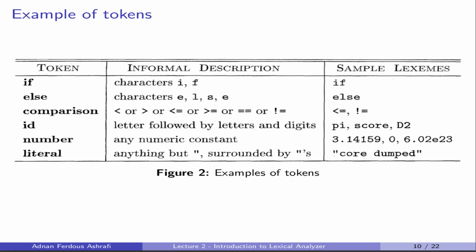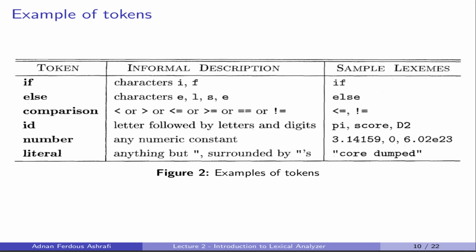Next comes number. So any numeric content is a number, right? A sample lexeme for a number could be 123, which is a number. 3.14159 is a number and so on. 0 is a number and so on. A number's pattern is comparatively complex.